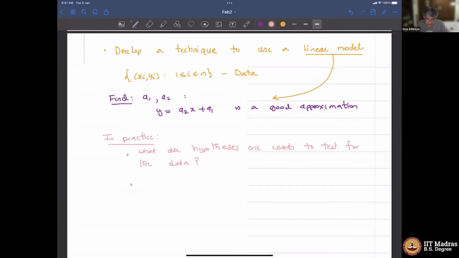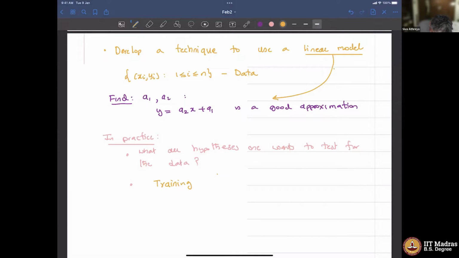The other thing is that if you don't want to do statistics, let's say you want only a brute force understanding of how to find A1, A2 that's a good approximation, then some people split the data set into 3 parts. One is called the training part. They use the training part to explore and find this A1 and A2.